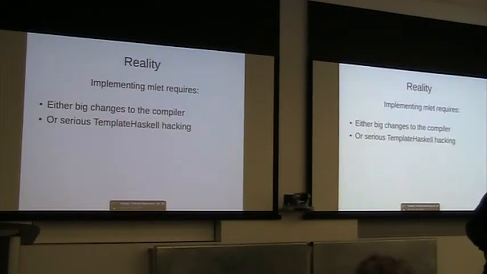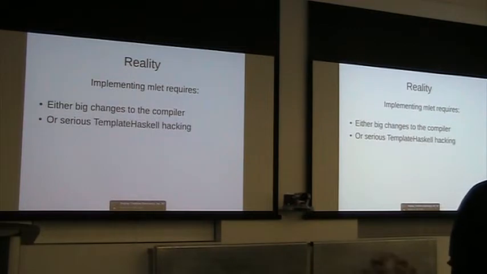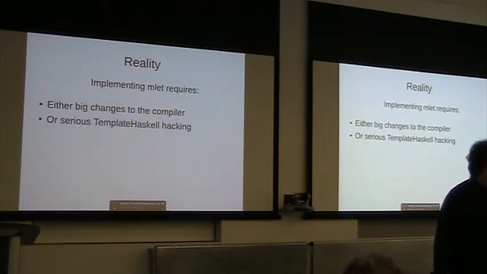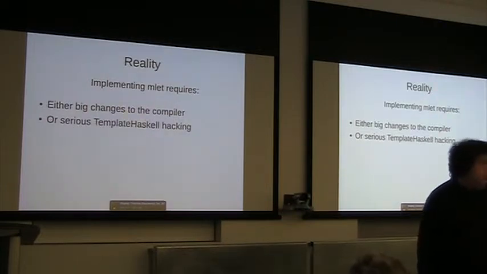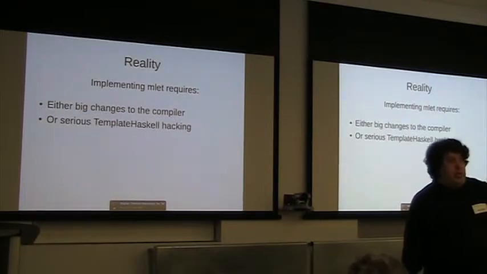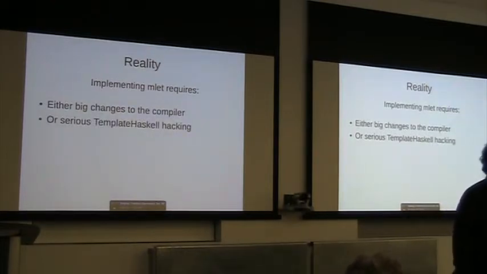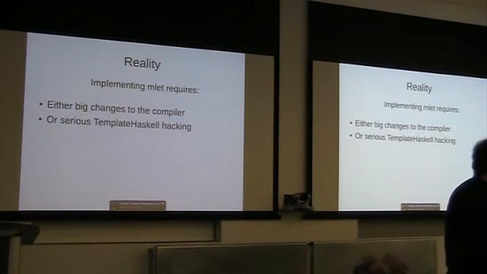So the reality, unfortunately, now that we had that beautiful dream of a magic let that just did everything for us, is that implementing mlet requires either big changes to the compiler or serious Template Haskell hacking. And that's more than we really want to do. But let's remember that dream. The dream will come back. But for the moment, let's just ask what can we do easily without having to do serious compiler hacking?